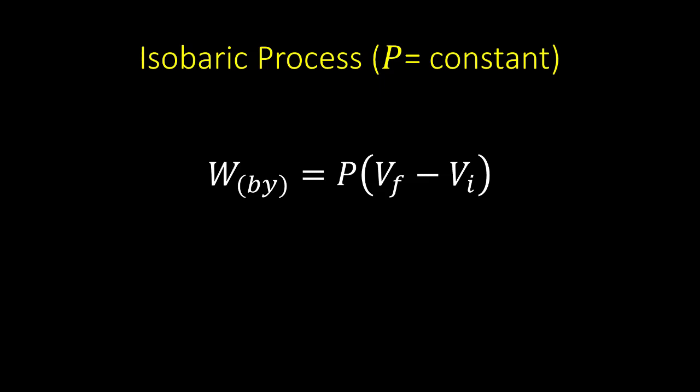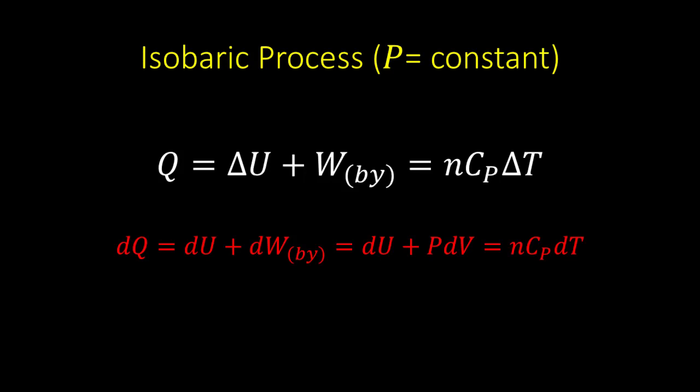Recall that the area is negative for a compression from larger Vi to smaller Vf. Since P equals constant, the heat added is related to the molar heat capacity at constant pressure, and we may combine this with the first law so that Q equals delta U plus W equals n C_P delta T, and dQ equals dU plus dW, which is equal to dU plus P dV, which is equal to n C_P dT.